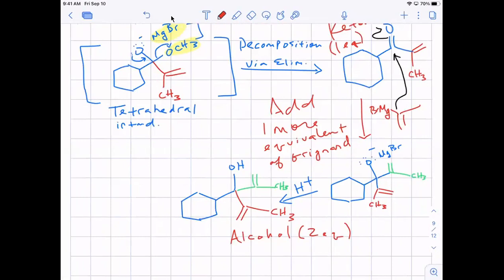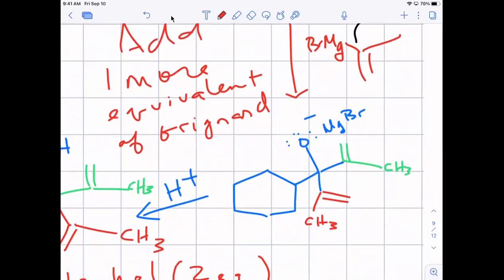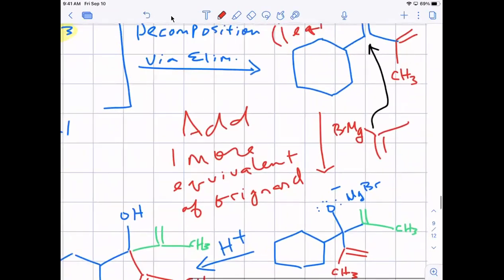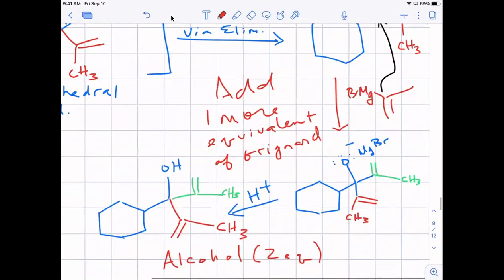Does it only decompose once? Yes. Okay, but see, if it decomposes, you're not going to really gain any stability. You're just going to end up going back and forth in equilibrium between the ketone and the intermediate. So that intermediate, if you add in a proton source to quench it, then you'll get to the alcohol product.